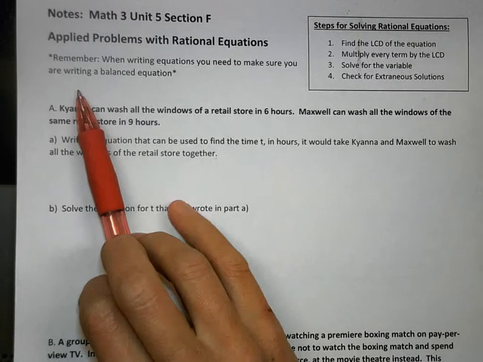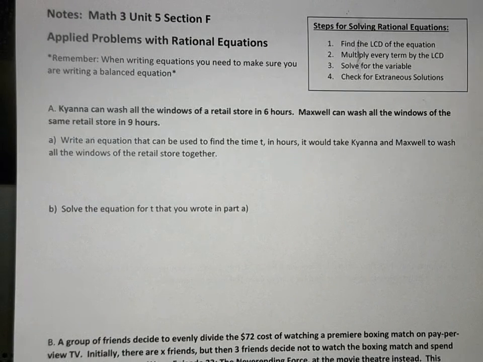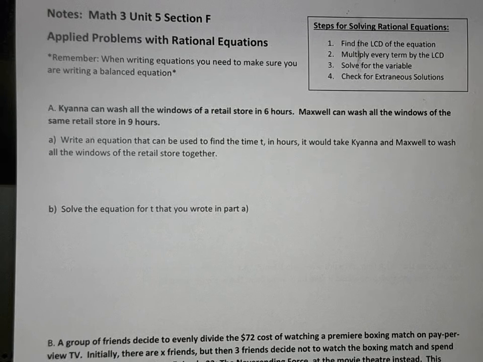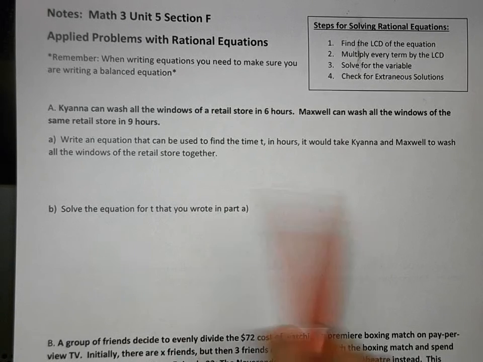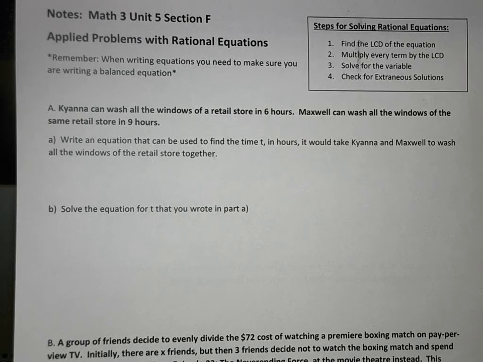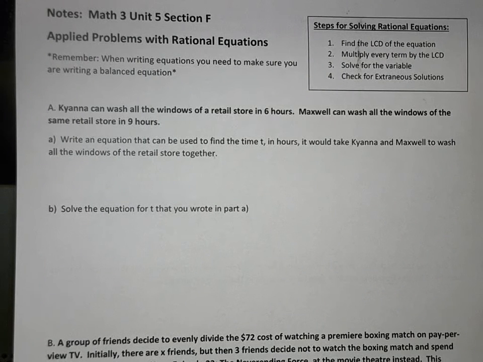So one thing I want you to remember is that when you're writing equations, you need to make sure you are writing a balanced equation. The reason why I say that is as we read through some of these, you'll kind of notice whenever you're doing a balanced equation, you want to do something to make it so that it's equal on both sides. So sometimes you have to add or subtract a number in order to make that happen.